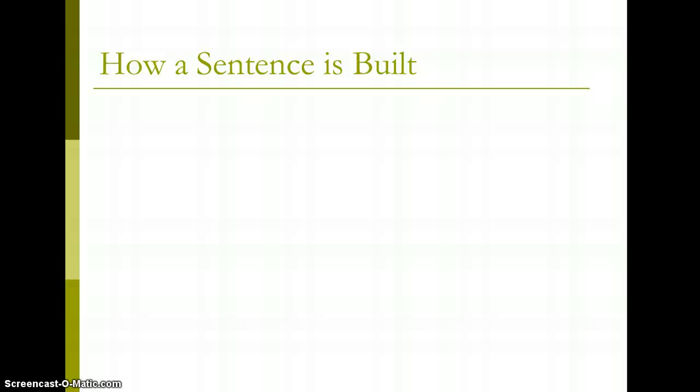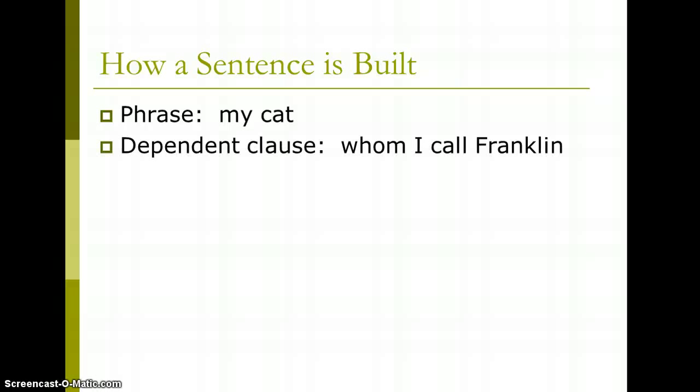Okay, we've talked about complete and incomplete sentences, subjects and verbs, clauses and phrases. Let's put this all together, shall we, and see if we can build a sentence. Here's a phrase, my cat. Remember, phrases don't have a subject and a verb, only one or the other. And this is a nice subject. Here's a dependent clause. I can expect to see some sort of verb in there. Whom I call Franklin has a subject and a verb, but it's not a complete sentence on its own.